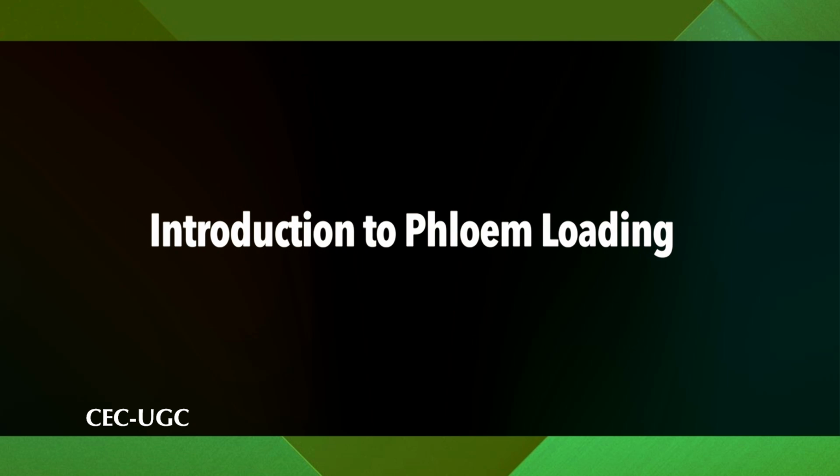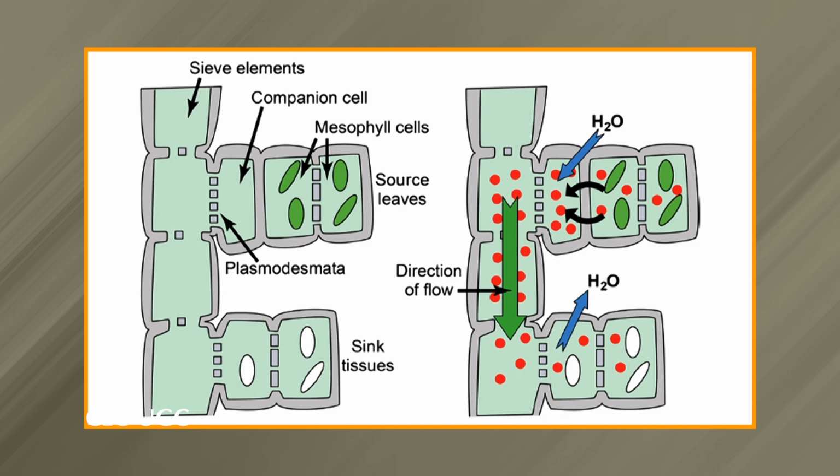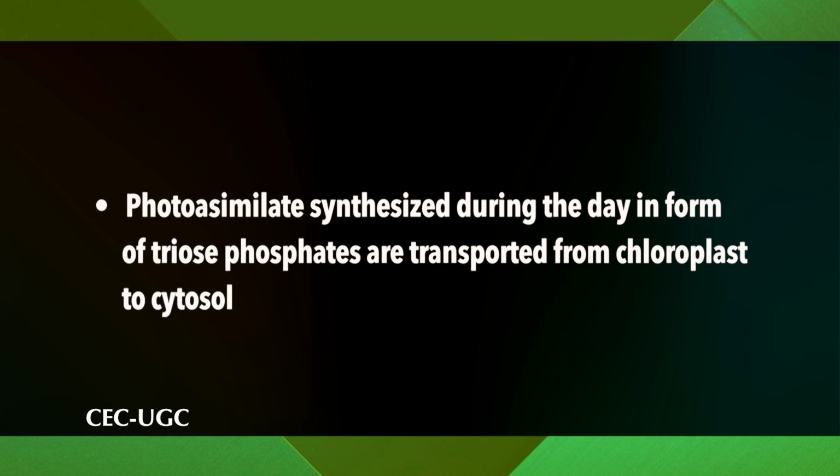First of all, a brief introduction about phloem loading. The transport of photoassimilates from the mesophyll chloroplast to the sieve element companion cell complex of leaves is known as phloem loading. It includes various steps like the photoassimilate synthesized during the day in the form of triose phosphates, which are transported from the chloroplast to the cytosol.